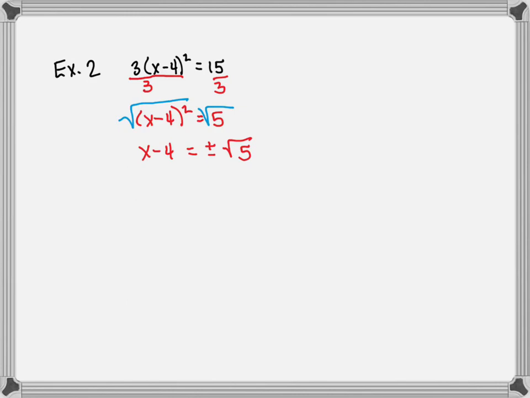And the radical here does not simplify, but now we do want to get x by itself, and we can do that by adding 4 to both sides of the equation, and we end up with x equals 4 plus or minus the square root of 5. Remember, this is two solutions, 4 plus radical 5 and 4 minus radical 5.